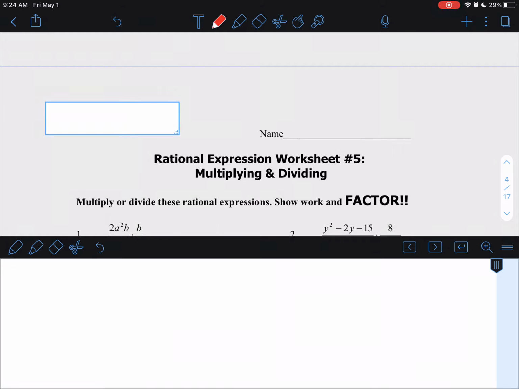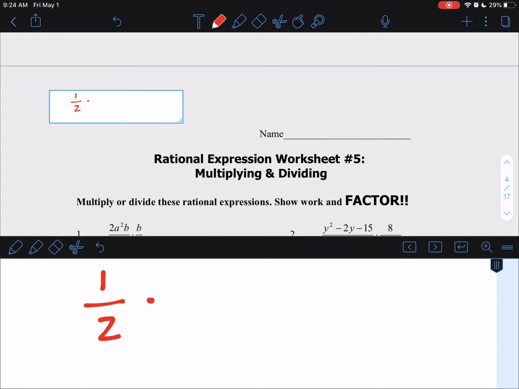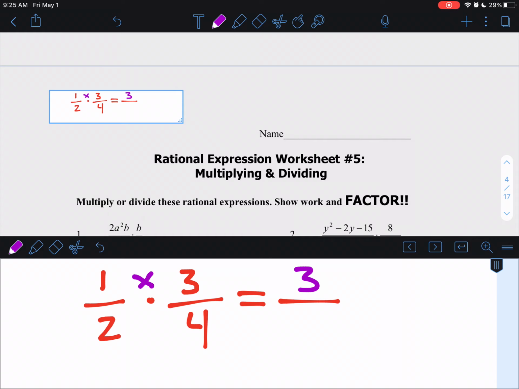These rational expressions are pretty much just the same as fractions. So let's say I have 1/2 times 3/4. What I do is I just multiply straight across. Multiplying fractions is super easy, and dividing is pretty much the same thing. So I do 1 times 3 equals 3, and then 2 times 4 equals 8. So 1/2 times 3/4 is 3/8. That's how you multiply fractions. Just multiply straight across.